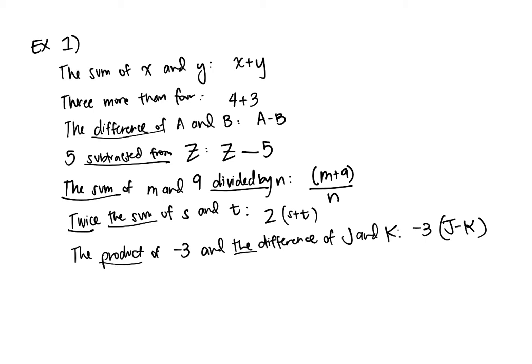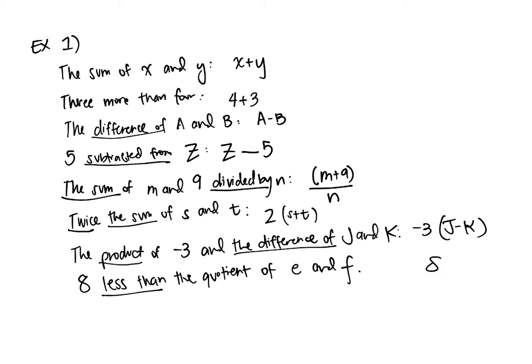8 less than the quotient of e and f. Less than, I know, is going to indicate subtraction. The quotient is division, so I'll express that as a fraction. So 8 less than, that means I'm going to subtract 8 from something. So I put that minus 8, then I'm going to put that quotient of e and f right before it, e over f.